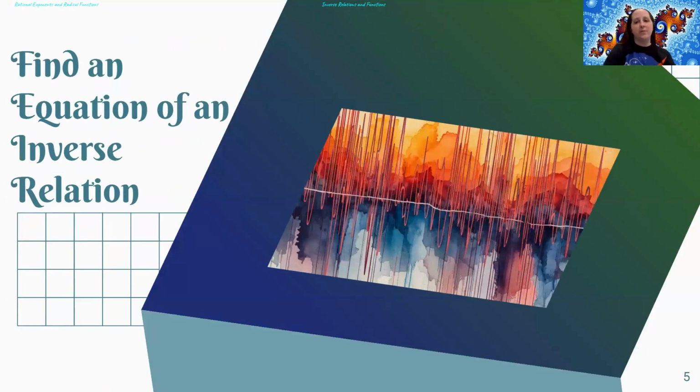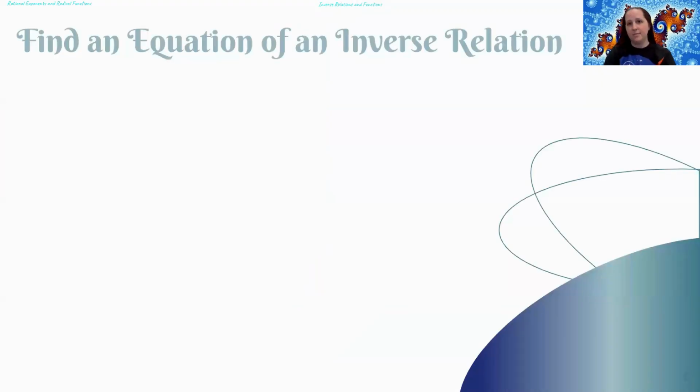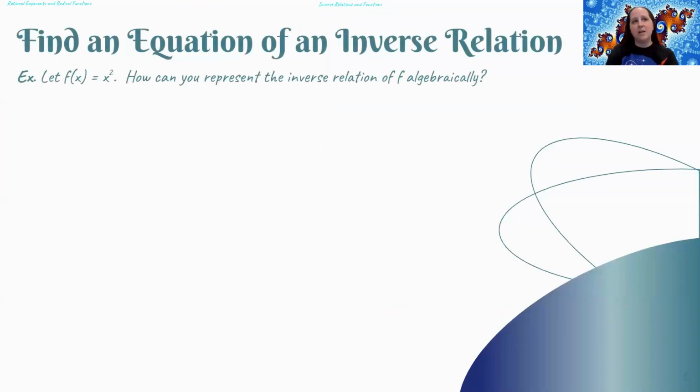Find an equation of an inverse relation. Let f of x equals x squared. How can you represent the inverse relation of f algebraically? Okay. So again, all I'm doing when I'm talking about inverse functions is I'm flipping the x and y. So instead of y equals x squared, I'm going to have x equals y squared. And I'm going to solve for y. Okay. So I have x equals y squared.